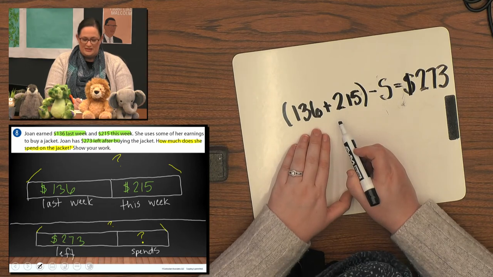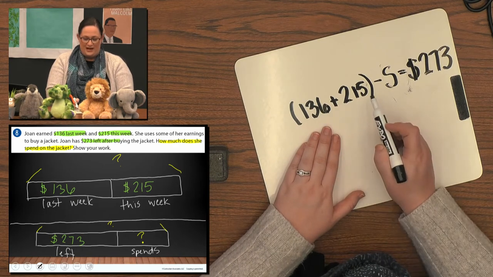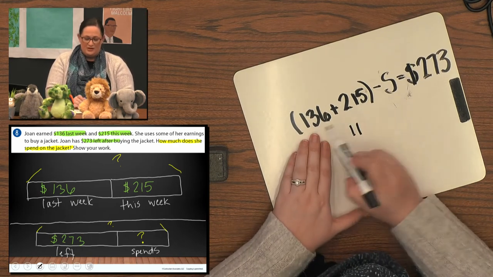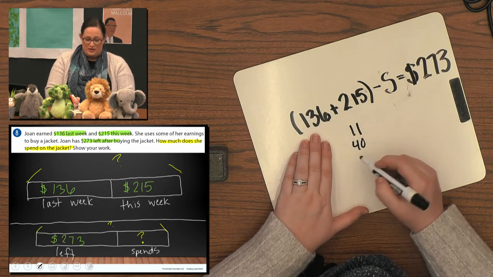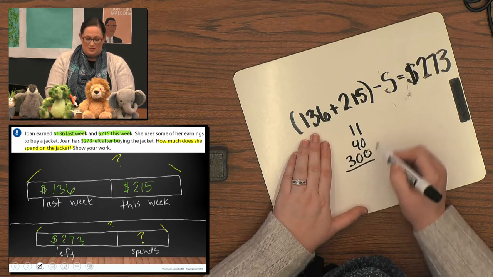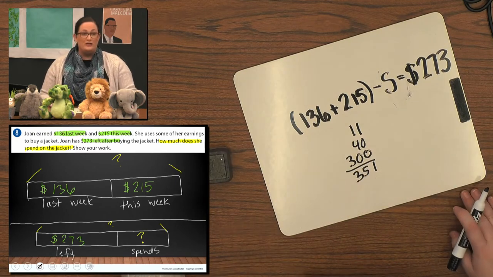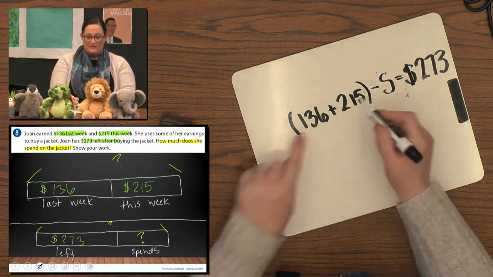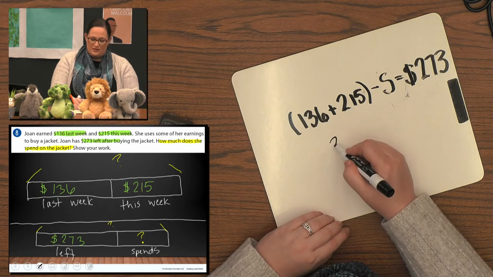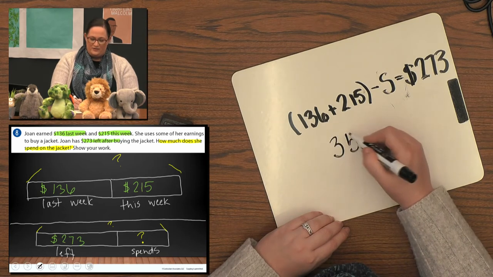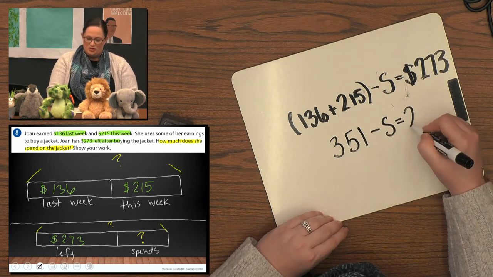So what is 136 plus 215? Well, 6 and 5 makes 11, 30 and 10 makes 40, and 100 and 200 makes 300. So that's 351. So she has a total of $351. So instead of having the 136 plus 215, we're going to have 351 minus S equals 273.